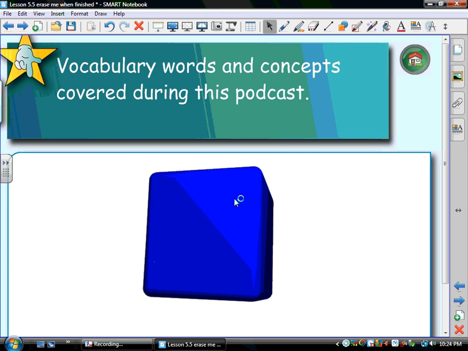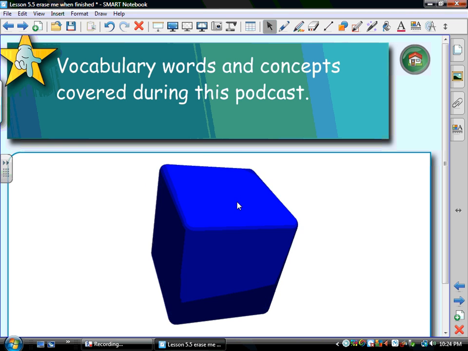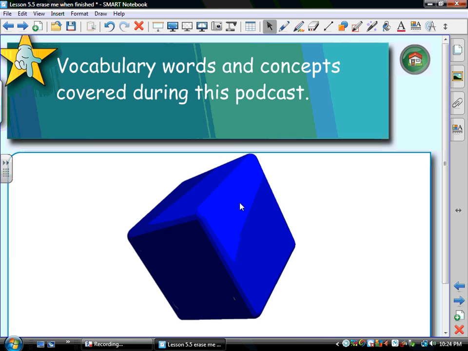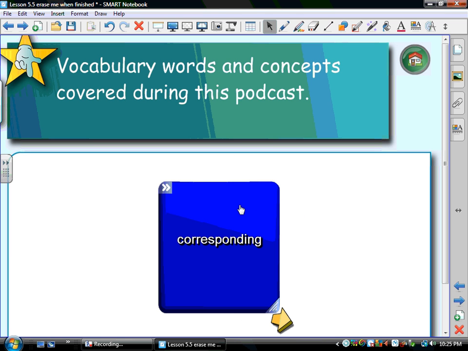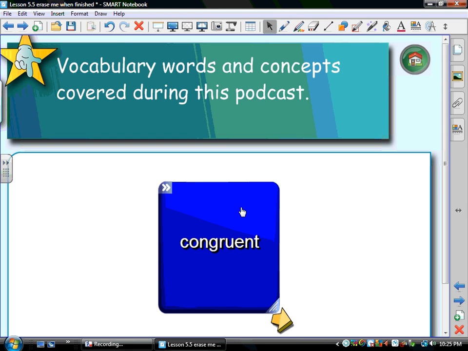Transversal. I already did that one. Get out of here. Goodbye. All right. Now I'm really starting to get annoyed. Congruent. Angles that are the same. Angles that are equal or the same.